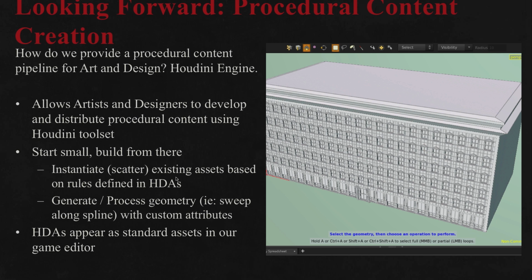We also want the ability to generate and process geometry, and I'll show a little bit more of that in a second. But again, we're not getting super crazy. We just want to be able to sweep a ribbon along terrain or something like that for a decal or a road or whatever. And we also want it to be very native. We wanted to get rid of the voodoo. We didn't want people to have to be Houdini power users to use it. So Houdini assets show up in our editor as standard game assets.